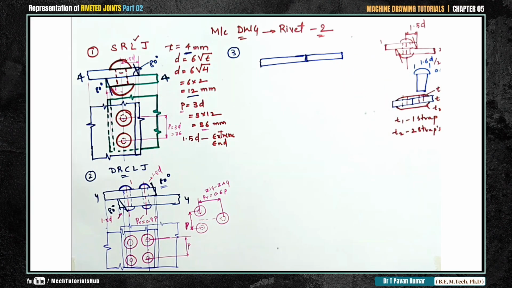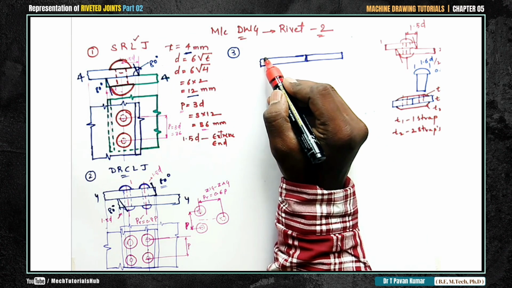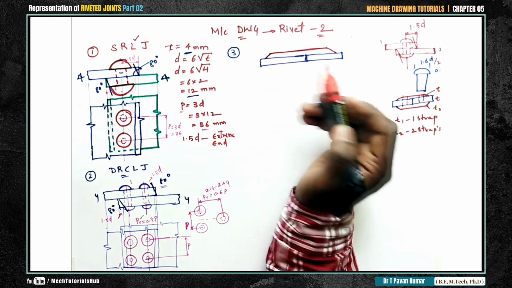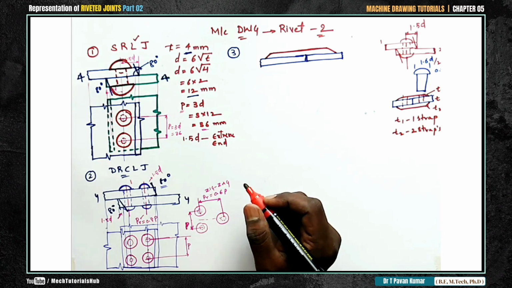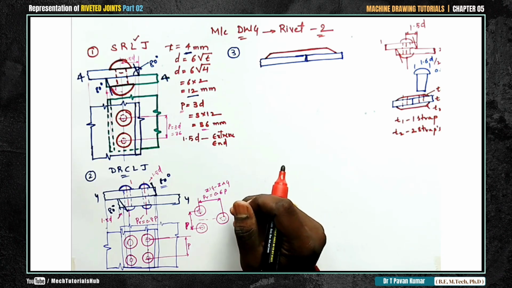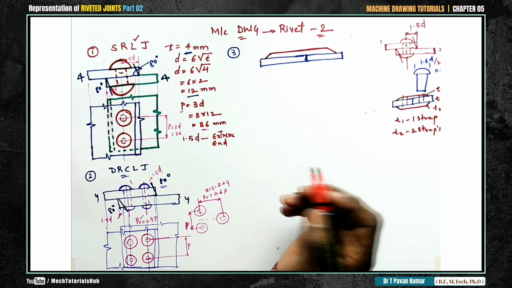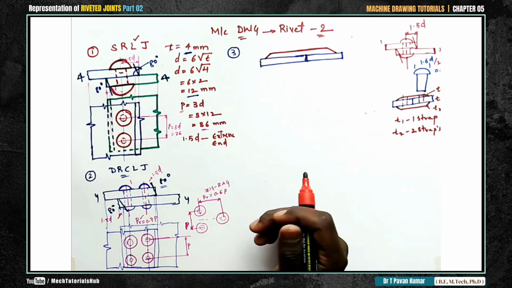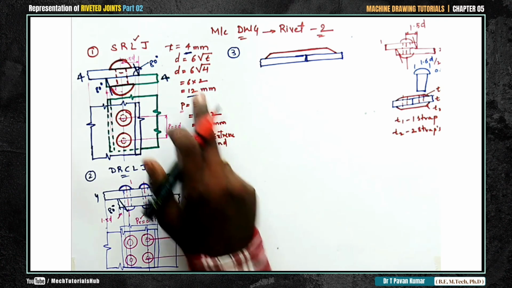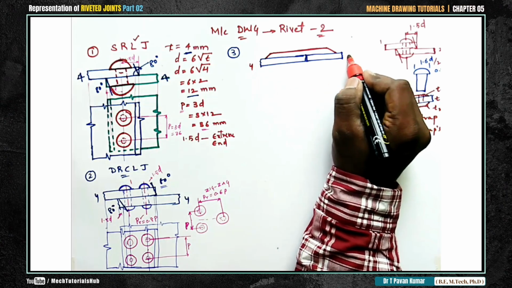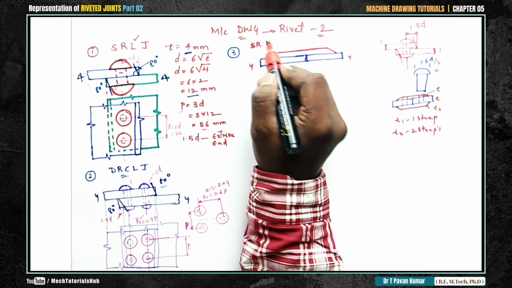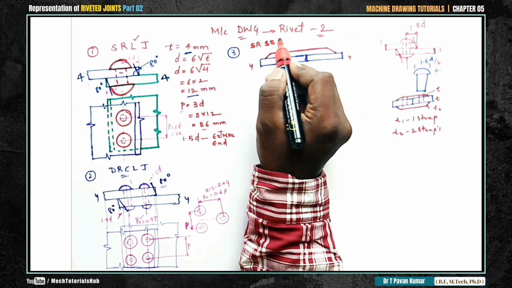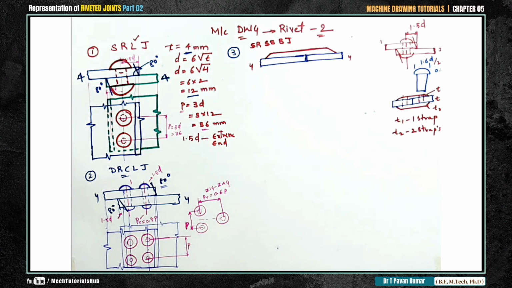If this is the joint, I'll draw a strap with another color, maybe this one. I'll draw the strap something like this. I'm placing only a single strap. The question is something like this. Draw the representation of a single strap butt joint, by taking T equal to some 6 mm, 8 mm or 12 mm. Accordingly calculate D. Here I'm considering this 4, I'll go with 4 only. So it is a single riveted, single strap butt joint.